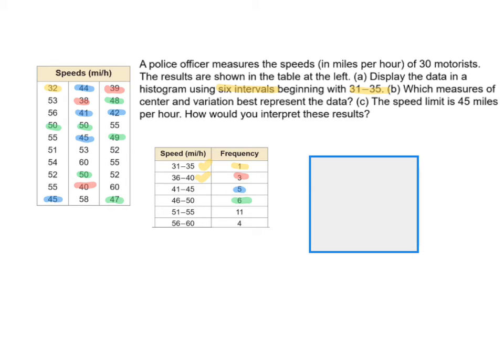Let's see if I can get another one. Okay, so we've got 11 of these. 1. We're going to stop at 55. 2, 3, 4, 5, 6. 7, 8, 9, 10, and 11. So there's my 11, and then the last category, there's 4 left. So there is my histogram.